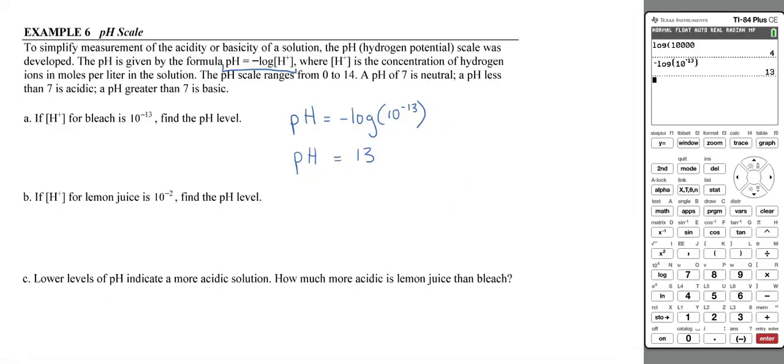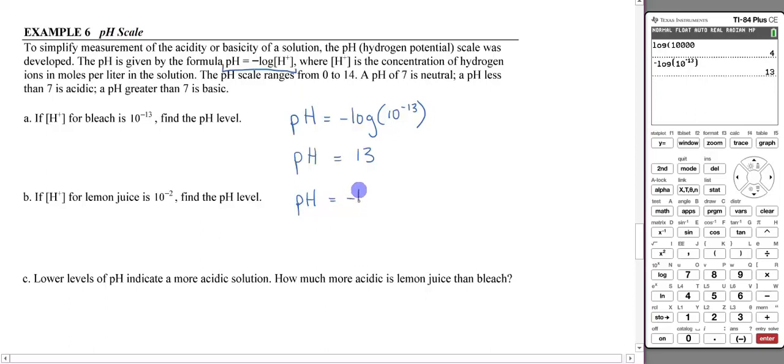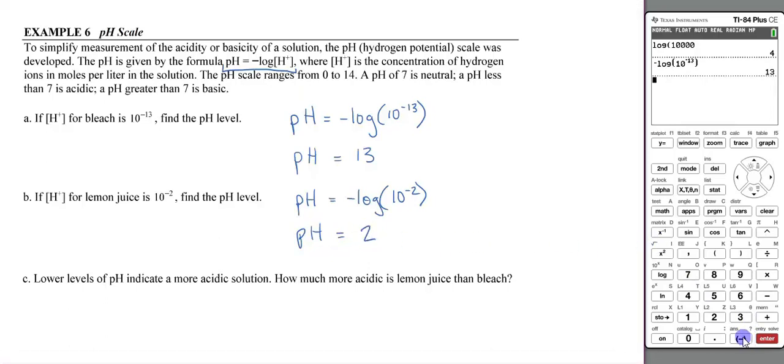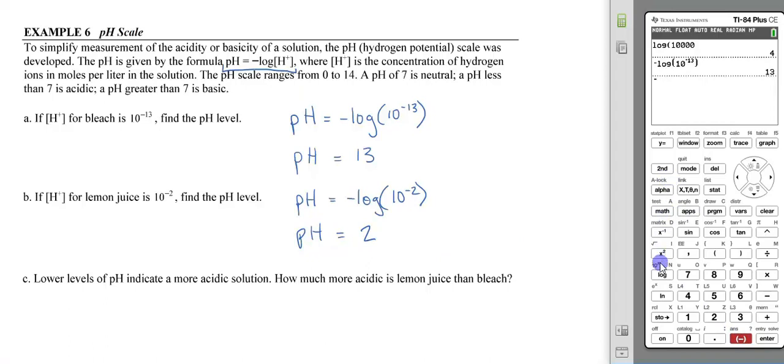If the H plus for lemon juice is 10 to the negative 2, find the pH level. So again, we're going to be solving for the pH. We have a negative log of 10 to the negative 2. So the pH is going to be 2. Again, you can do that on your calculator. Negative log of 10 to the negative 2, and you get a 2. So the lower levels of pH indicate a more acidic solution.